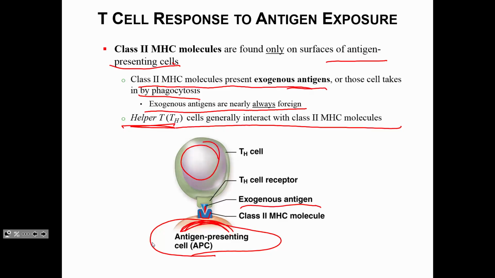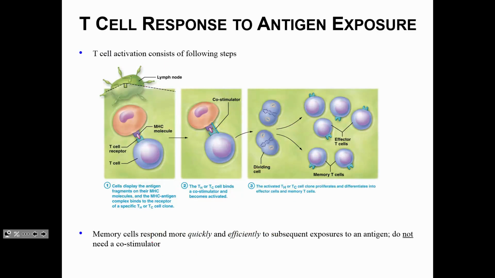And then here's your helper T cell, and then of course there's the helper T cell receptor. This helper T cell is going to bind and read this antigen. It's almost always going to read it as foreign, and so this is going to launch an attack. Class 1 MHC molecules and class 2, very, very important that you know the difference.